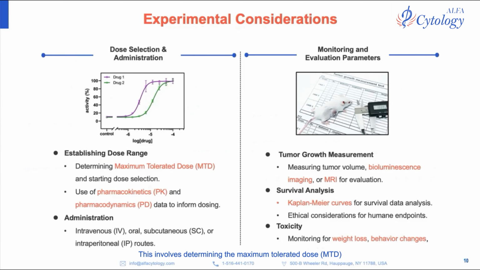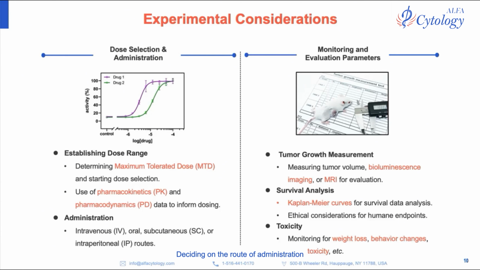This involves determining the maximum tolerated dosage, which is the highest dose that an animal can safely tolerate without severe side effects. We also look at PK and PD to understand how the drug behaves in the body, how it is absorbed, distributed, metabolized, and ultimately how it interacts with its target.